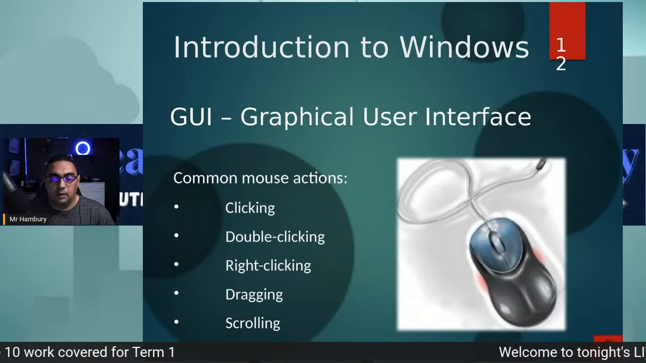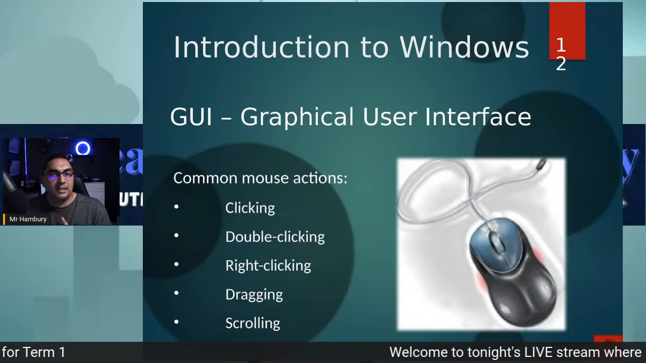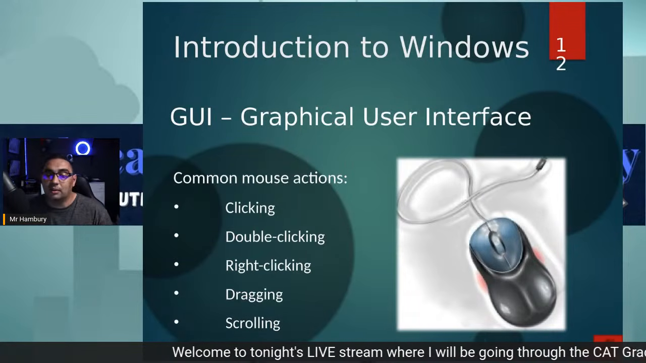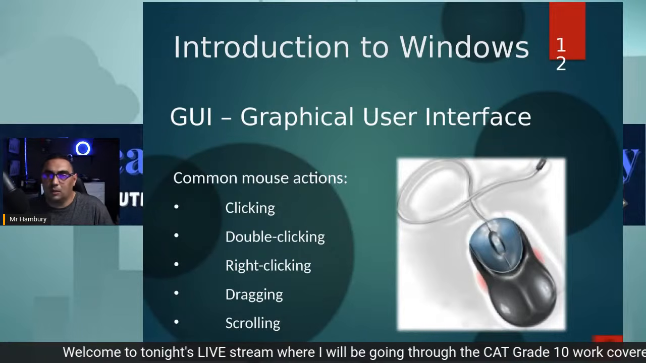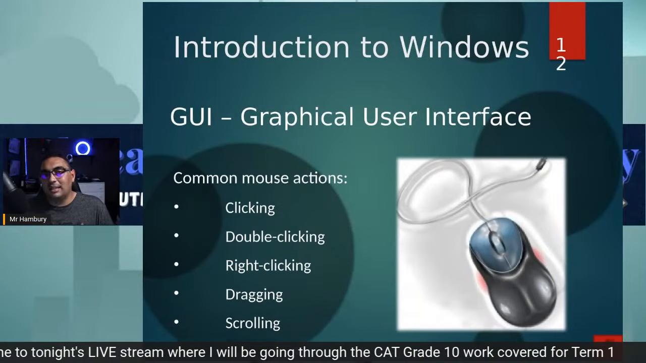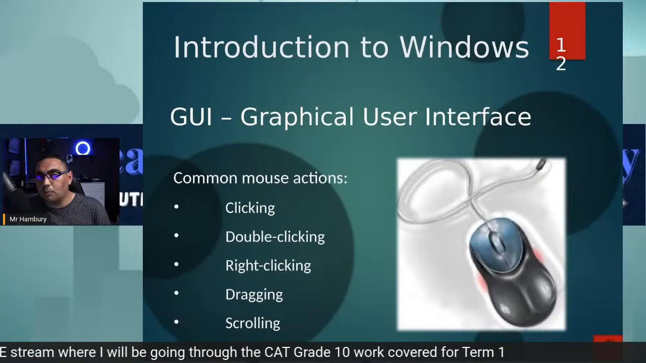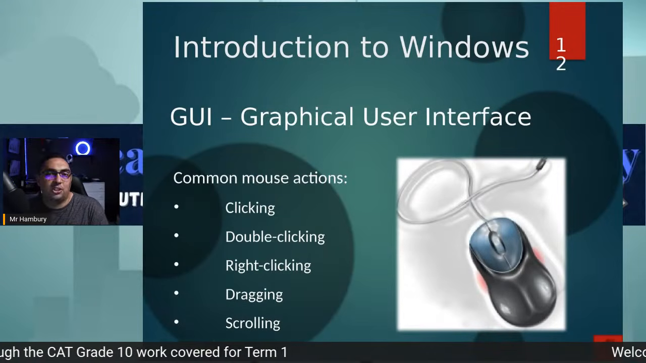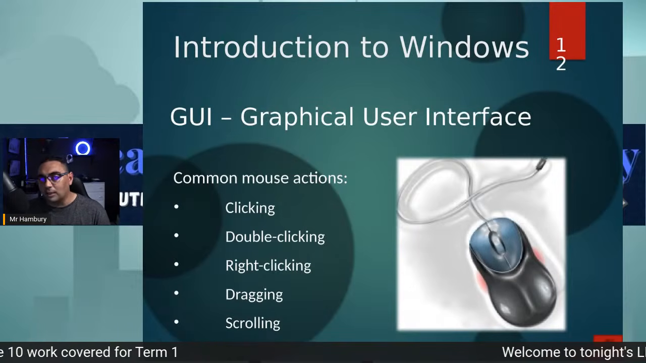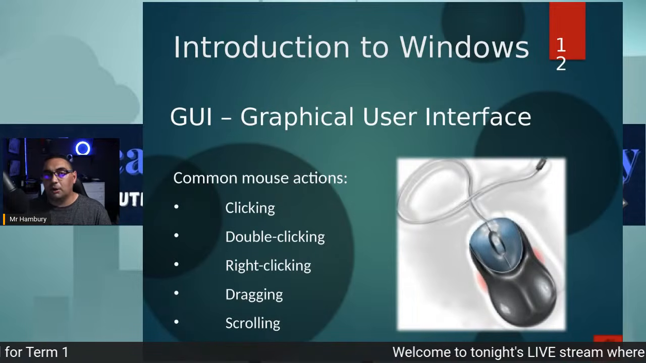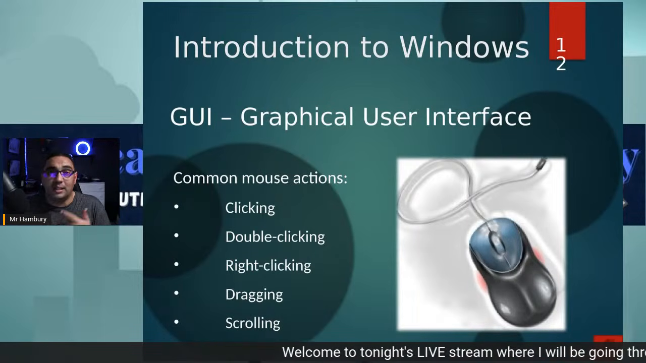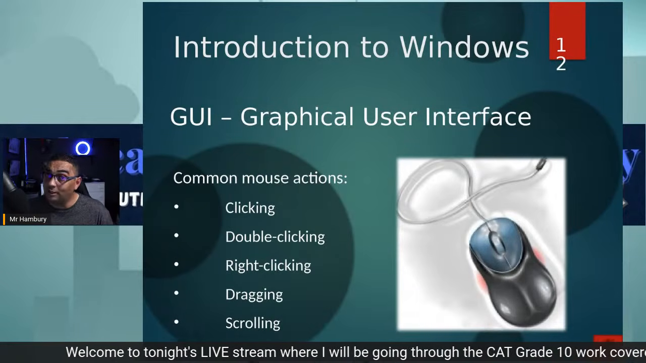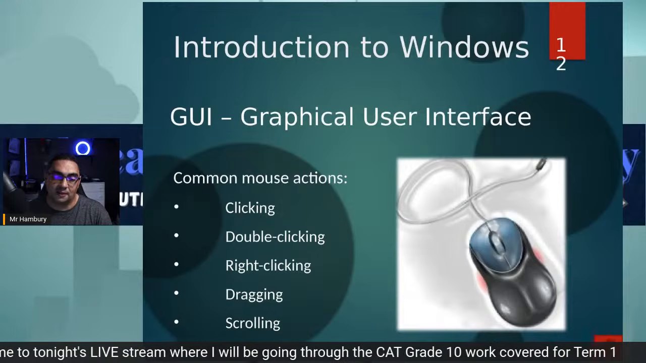Right. Okay, then they mentioned the GUI. Please know what the acronym GUI stands for, which is graphical user interface, and know what it does. It helps us to interact with the computer using icons and pictures and taskbars and all these different things. That's why they're talking about a user interface. In other words, a way to interact with the computer using graphics. That's why it's called a graphical user interface.